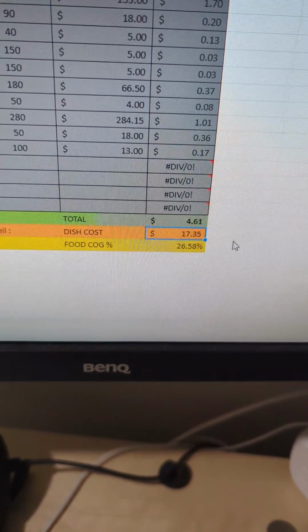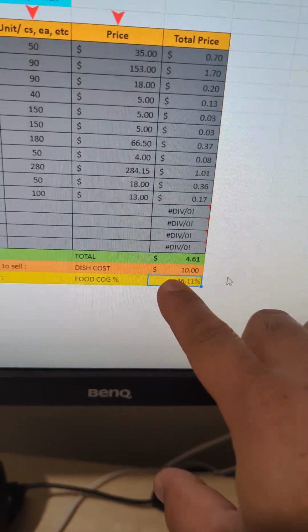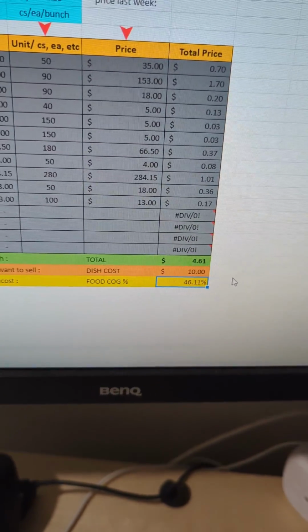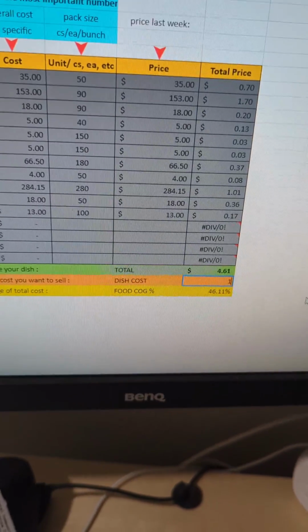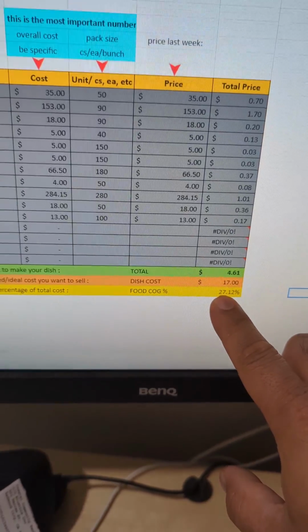Okay, so let's say originally it was 10 bucks, right? And that's you at 46%. You're like, oh, that's way too low. Let's increase it to 17, which I had before, and that gives you a 27%. Okay, does that make sense?